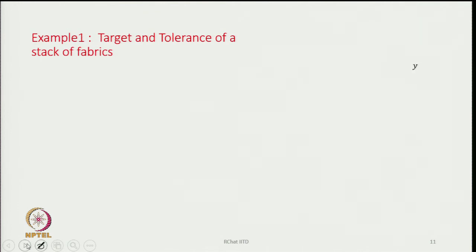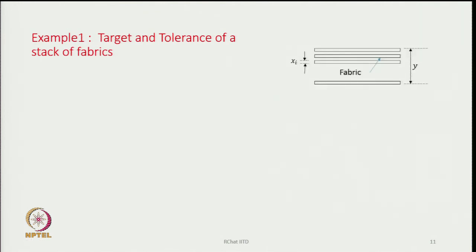Now, let us take an example. Let us say target and tolerance of a stack of fabrics. We have a stack of fabrics placed one on the top of the other, and each individual fabric has a thickness x_i. It is a stack consisting of, let us say, maybe 10 fabric layers, and the total thickness is y. In the garment industry, fabrics are laid one on the top of the other, then they are cut together.